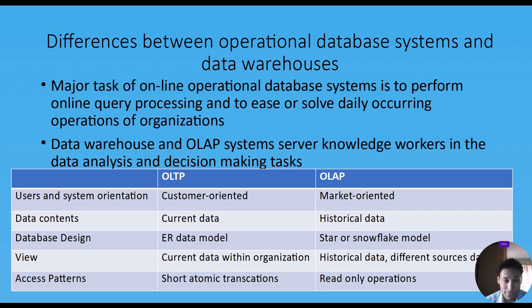Access pattern. Basically, short atomic transactions are performed in OLTP. Means the transactions which are of type updating the data, where concurrency control has to be considered to make the data consistent. But in case of OLAP, only read-only operations are performed. OLAP systems are used for decision making, so it will have the historical data and we are not supposed to change the history by updating the past data. So OLAP systems store only read-only operations.